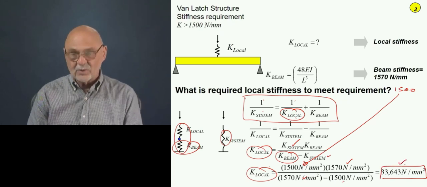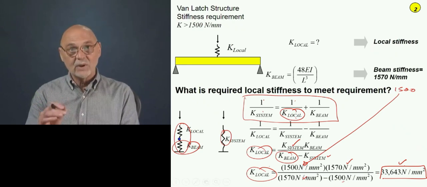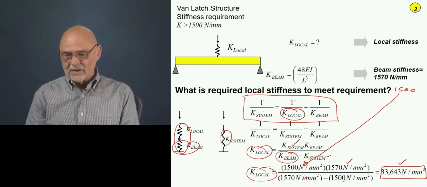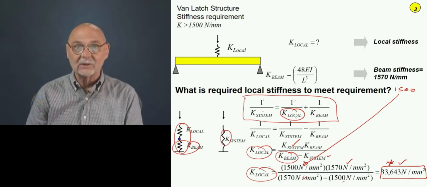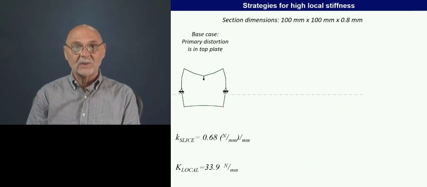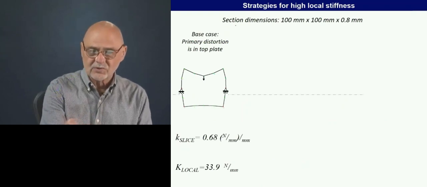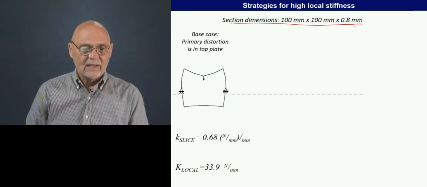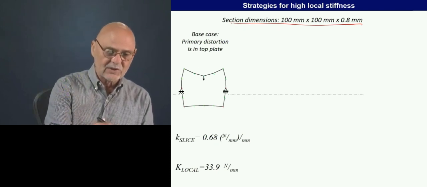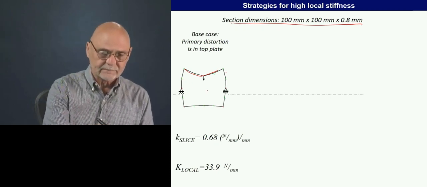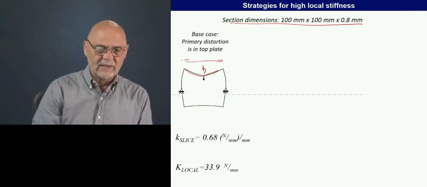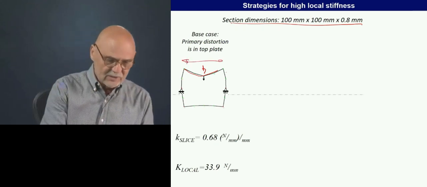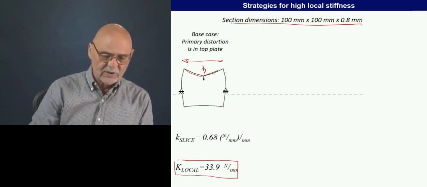So you see, super rigid for the point of load application, 33,600 newtons per millimeter. So how can we get these kinds of values? What physical ways can we do it? Here are some strategies to get that high local stiffness. Here again, we're looking at just a section of the beam. This is the one where we have no treatment at all. We just have the really big plate at the top that's going to distort a lot. So here's the value that we got, 33.9.